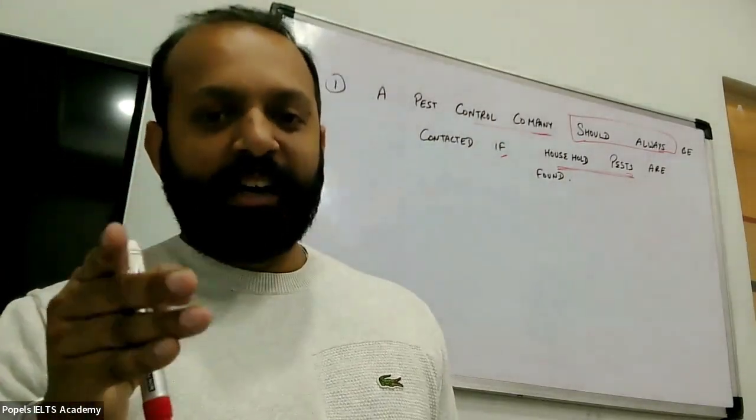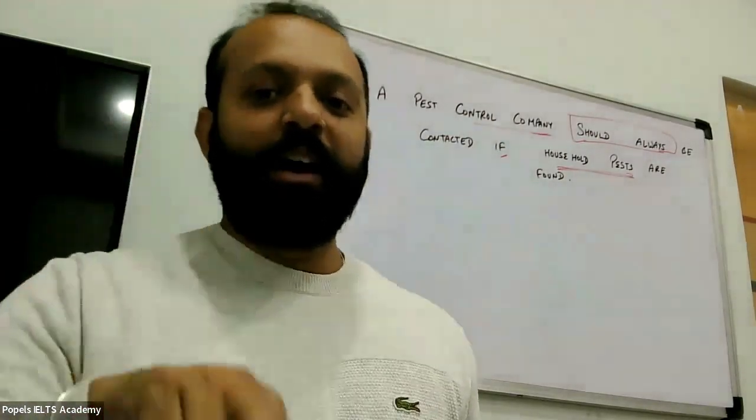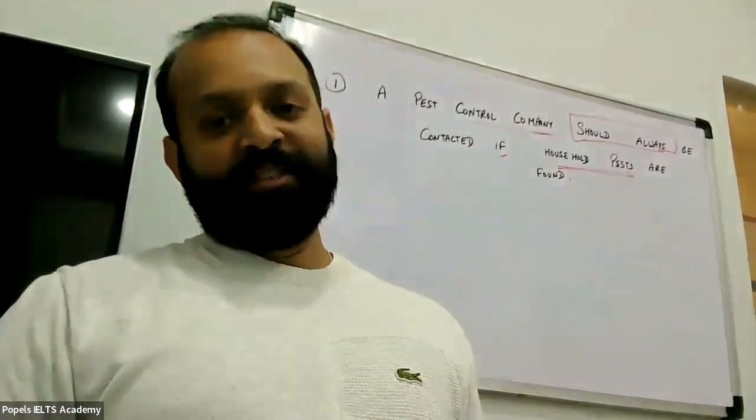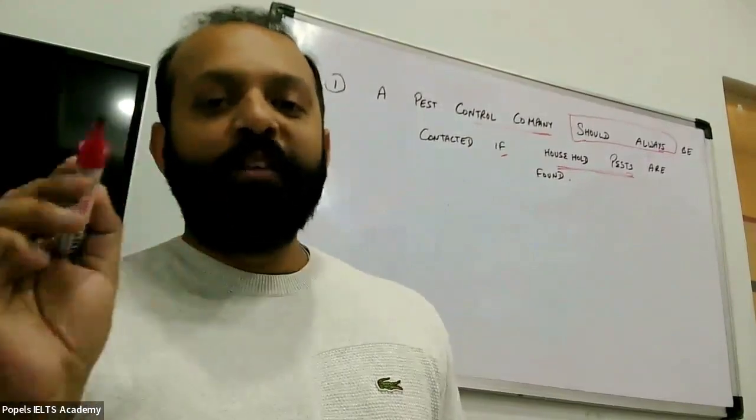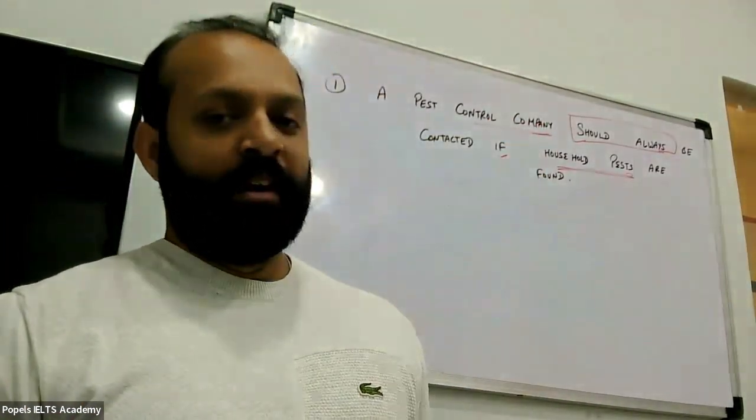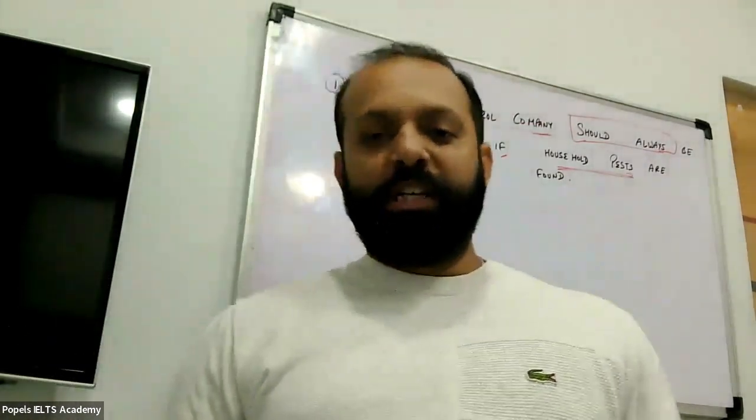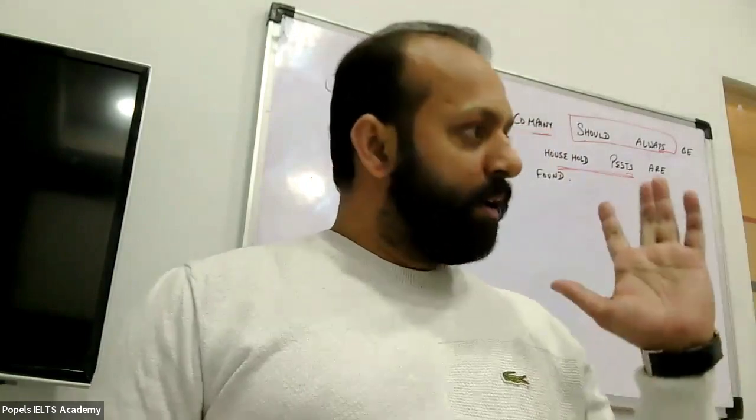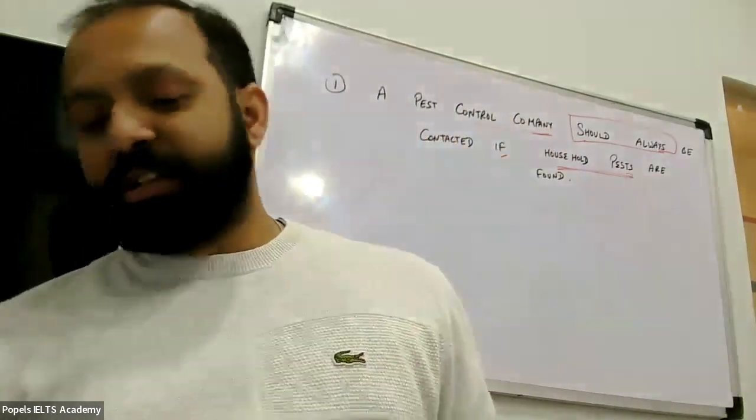Should says करना चाहिए, must से करना पड़ेगा, but should always says करना तो पड़ेगा ही. Should always is equivalent to must. Am I right or wrong? So whenever you see a pest, you have to contact the company. Clear? Now you guys tell me where is the location.